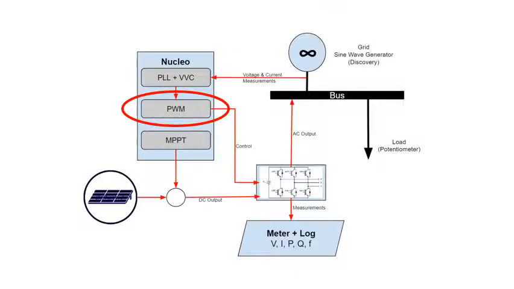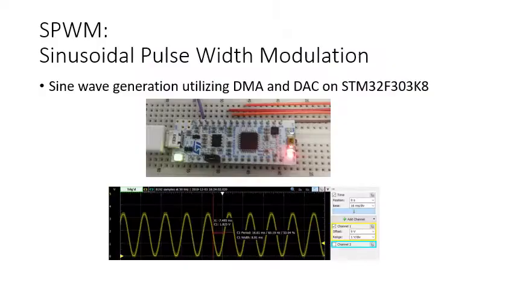The last part of the smart inverter is the implementation of the pulse width modulation, and due to this being an alternating current signal, it's going to be done with sinusoidal pulse width modulation. I implemented this on the STM32 processor board. As you can see here, there was a sine wave that was generated using the DMA, which is direct memory access. So the 360 values of the sine wave were calculated and stored in the block RAM on the board, which is the DMA, and then it was converted into an analog signal through the DAC, which is the digital to analog converter on the board.